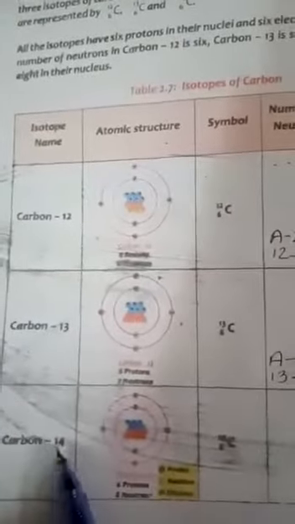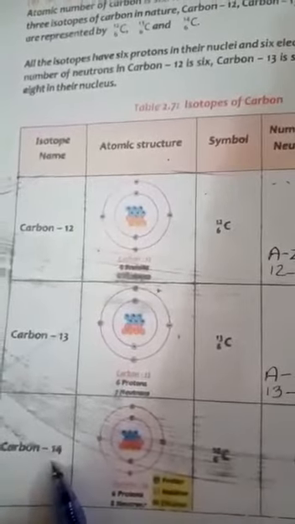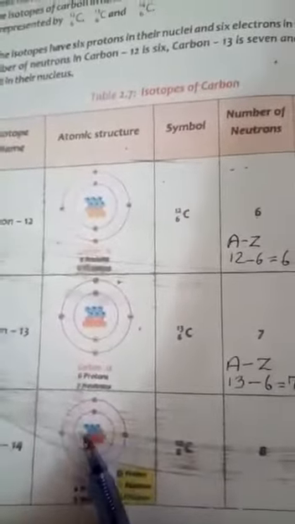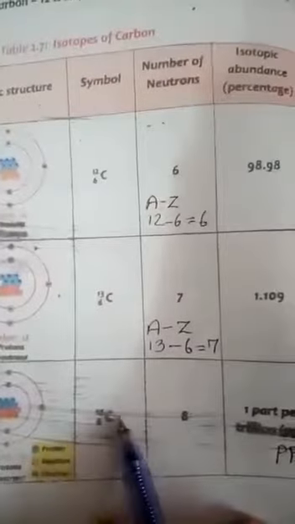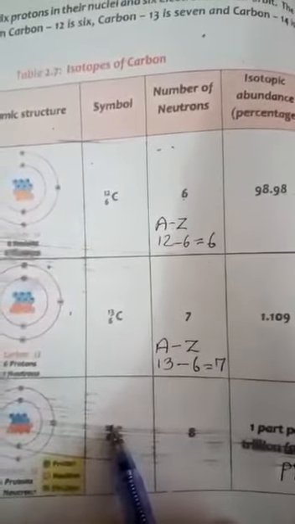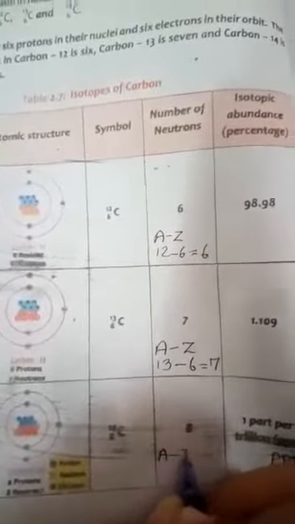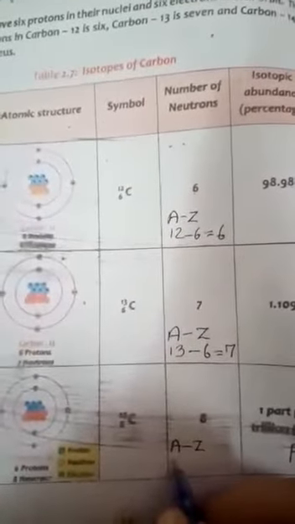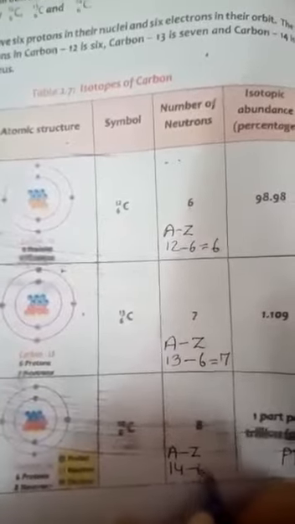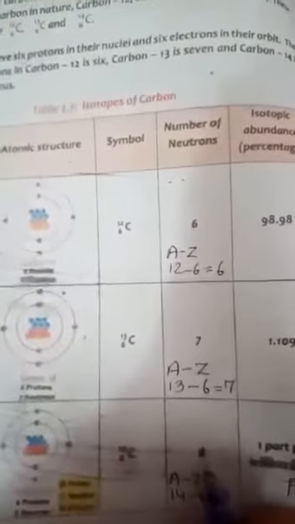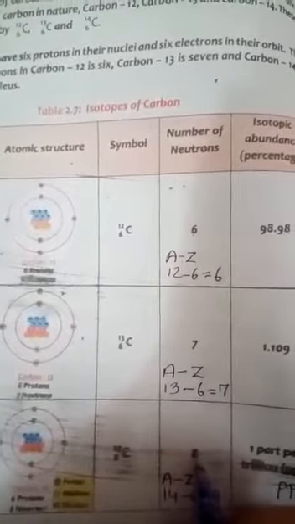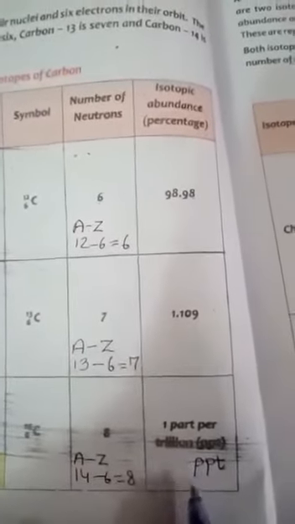And isotopic abundance percentage is 1.109. Carbon 14 means that the mass number over here will be 14. Now again 6 protons, 6 electrons, but neutron number is different. Now this is carbon, this is 6 and this is 14. So how to find out the number of neutrons? Atomic mass minus atomic number, that is 14 minus 6 equals 8. So the number of neutrons over here is 8. And isotopic abundance percentage is 1 part per trillion, ppt, which means it is a very rare isotope.